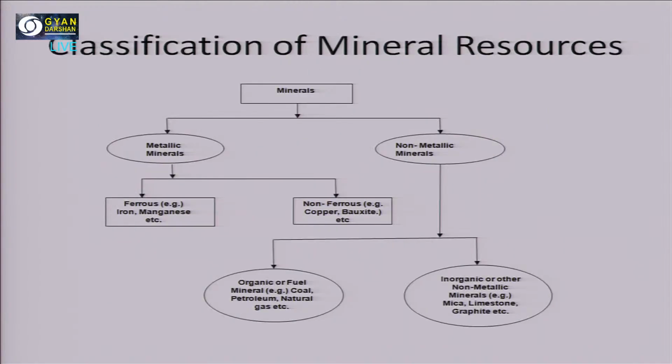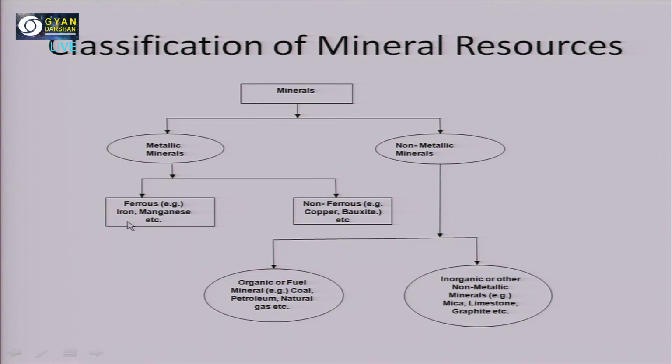Now, how do we classify these mineral resources? It's very easy, nothing to mug up. Minerals are divided into metallic minerals and non-metallic minerals. Metallic minerals, as the name suggests, have metal content in them, and the non-metallic minerals don't have metal content in them. Again, the metallic minerals are divided into ferrous and non-ferrous. Ferrous means having iron content. So those metallic minerals which have iron content in them are called ferrous minerals.